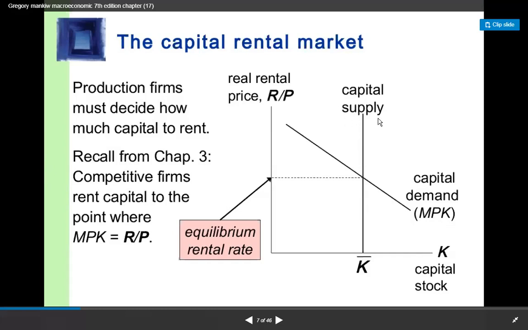Now the production firm behavior. They demand capital according to the rent. As you can see here, a downward sloping demand curve, the capital demand curve. That is the marginal production of capital.